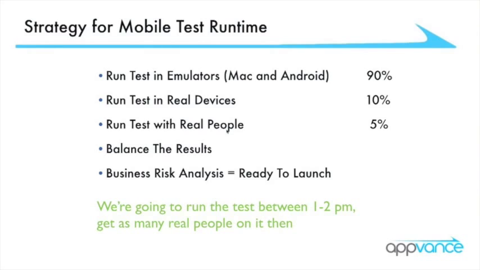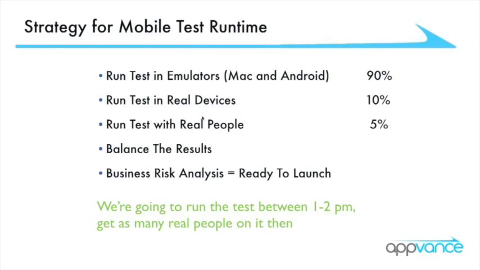So what you wind up with is a balance to the results, and even greater to operate these tests so that you can provide the business managers with business risk analysis. So, for example, you could say to your business manager, hey, we're going to run the test between 1 and 2 p.m. You get as many real people on it then at the same time that the continuous DevOps environment is driving artificial traffic to that app.